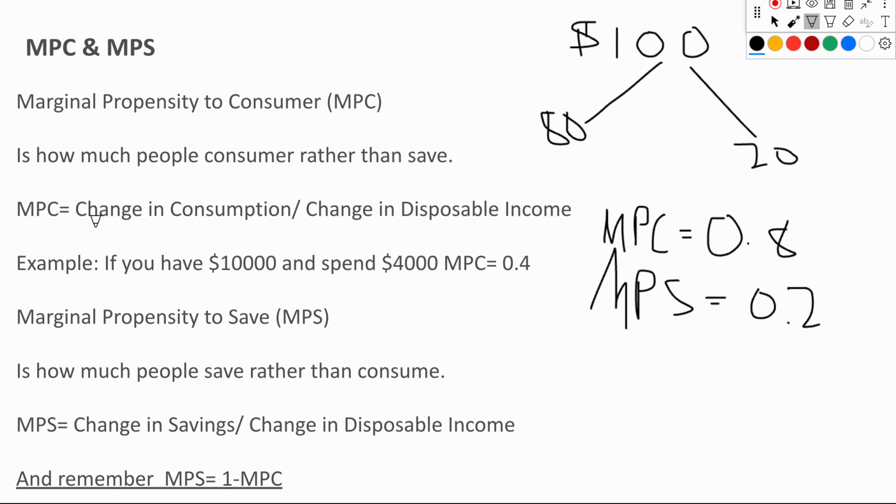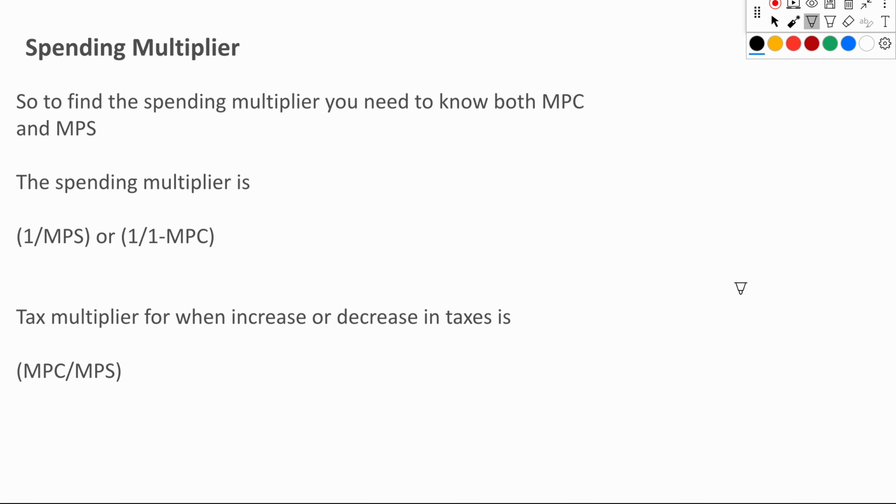Another way to calculate it: change in consumption over change in disposable income. It's the same thing we just did, basically. Change in consumption, that'd be 80, divided by change in income, 100, we get 0.8. Always remember marginal propensity to consume and marginal propensity to save always add up to 1. So in this case, 0.8 plus 0.2 is 1. That means if we know the marginal propensity to consume is 0.5, for instance, then the marginal propensity to save is 0.5. You can calculate them easily.